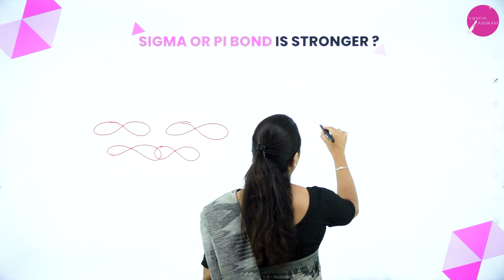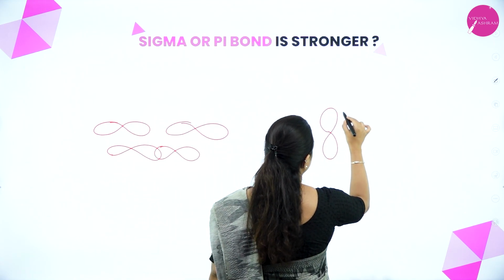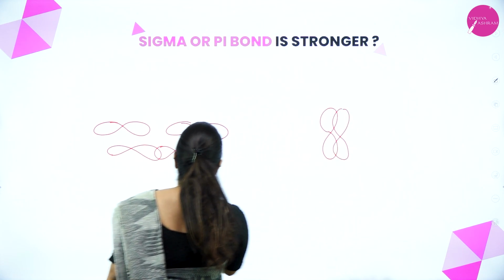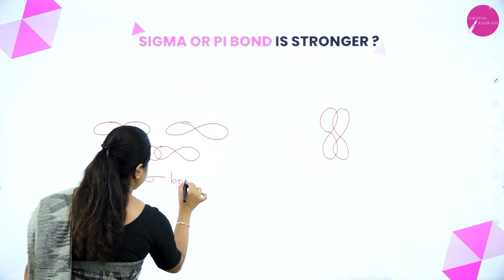Now, if a pi bond is formed, it is like this, right? It is sideways overlapping. See, this is the sigma bond which is formed here.